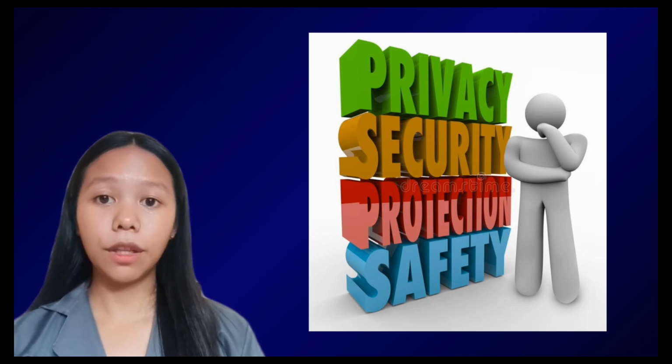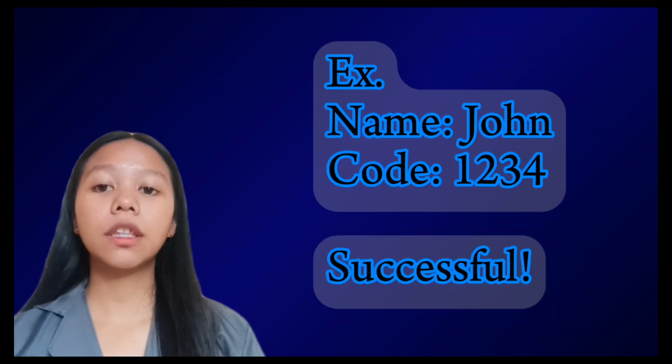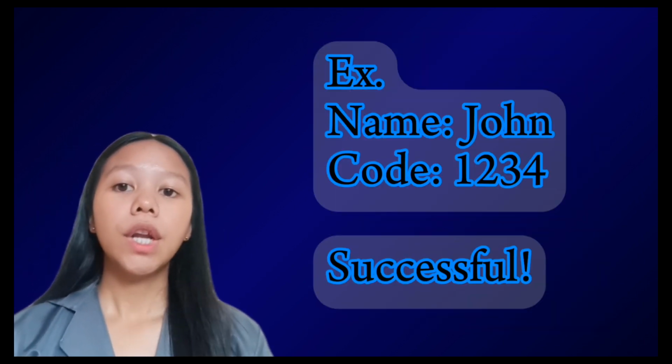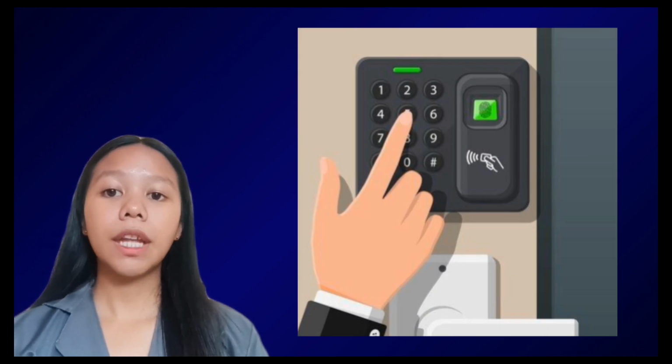For example, you type the correct name and code, the door opens. For example, name John, code 1234. The result is you get in. If you type the wrong name, it won't tell you right away.